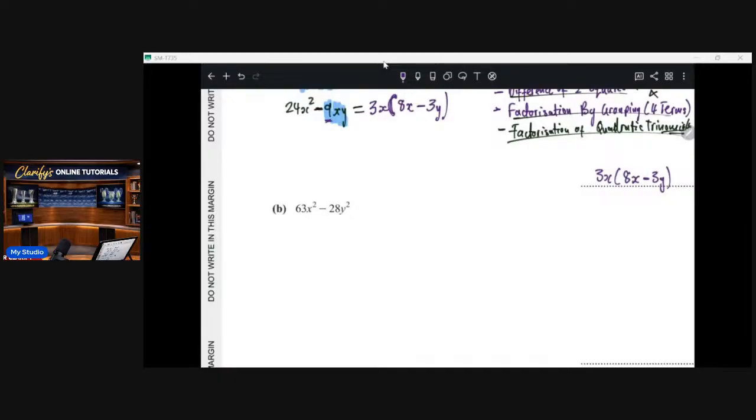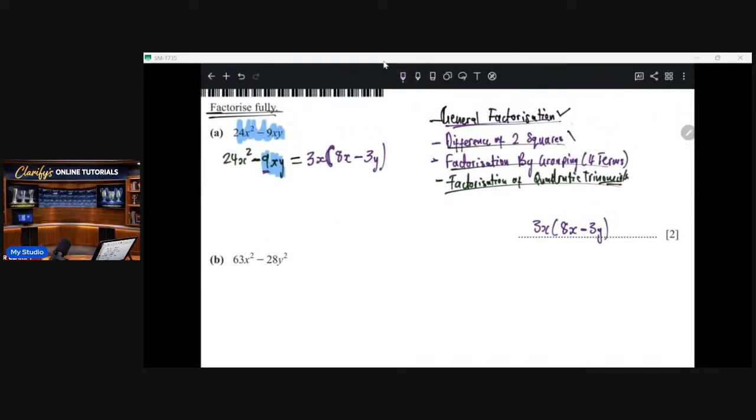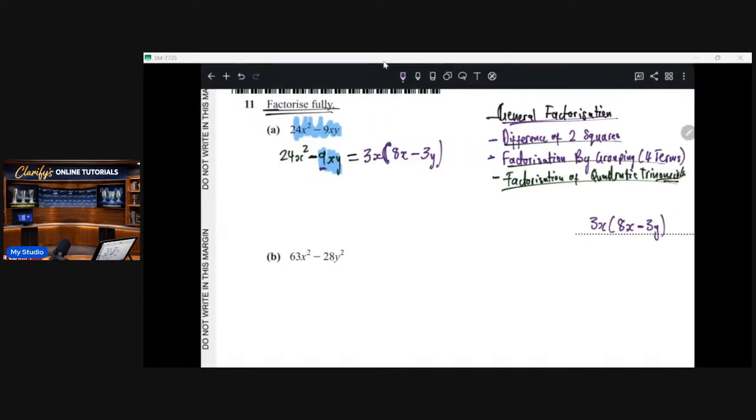You come to this one. Look at your list. You have 4 ways of factorizing, and you must know them: general, difference of 2 squares, by grouping, and quadratic trinomials. So first you check, is this difference of 2 squares? You see a subtraction sign. You say, it may be.